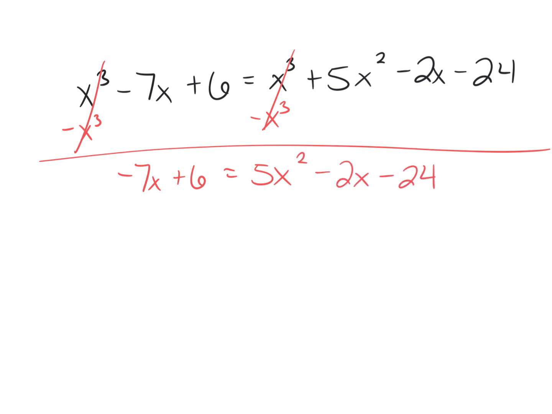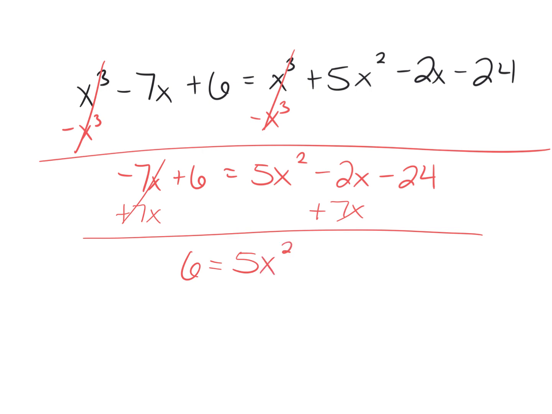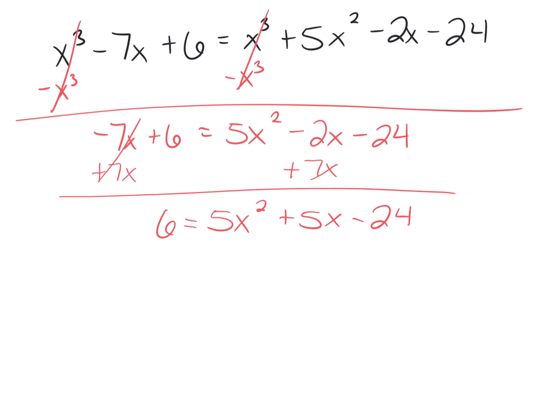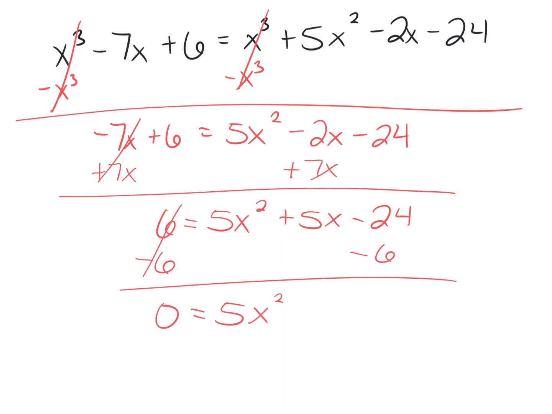Okay, what should we move next? 7. Yep, how do we move that? Add 7x to both sides. What am I adding it to on the other side? You're combining like terms in a sense. So you have 6 equals 5x squared. What's negative 2x plus 7x? 5x. Are we equal to 0 yet? No. We got to move the 6. How do I move the 6? Subtract 6. Negative 30. So I have 0 equals 5x squared plus 5x minus 30.